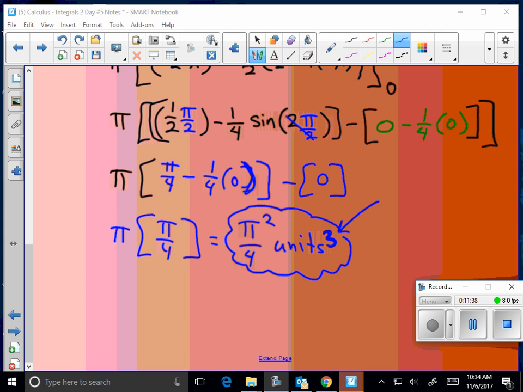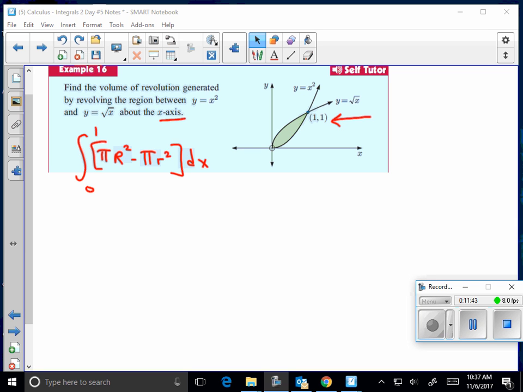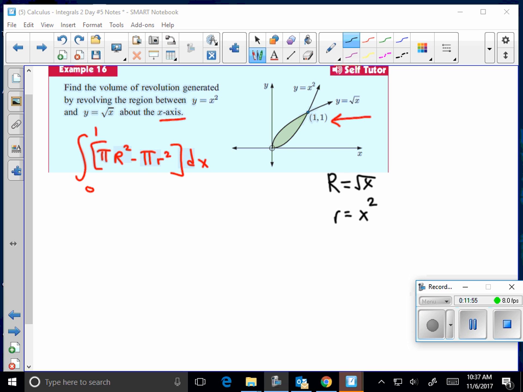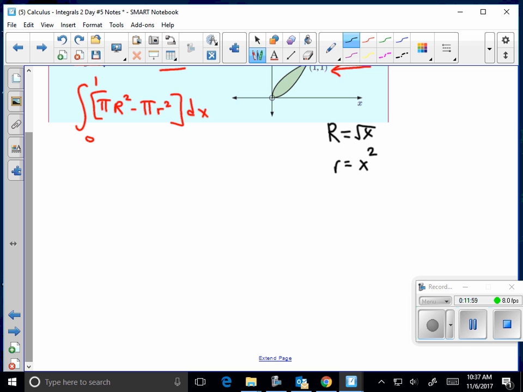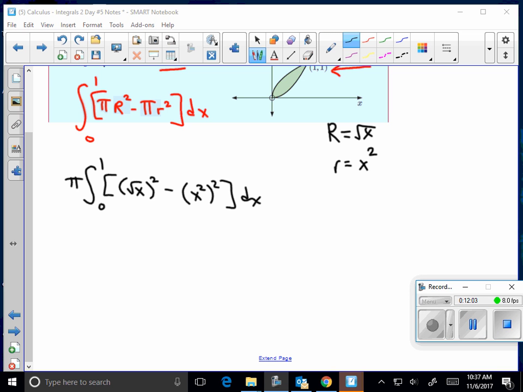Folks at home, I made a mistake. That should be units cubed. Okay. So what would big R be here? Big R is going to be the square root of x, and little r will be x squared. Okay, so I'm going to plug those in. Let's take a moment here to get this lined up. I don't have a whole lot of time, so I'm going to pause it.